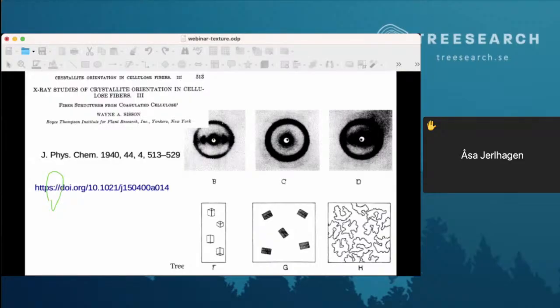I read this paper on the different types of cellulose and how they, what's it called, uniplanar orientation, with great interest, but it's very difficult to wrap your head around, I think.